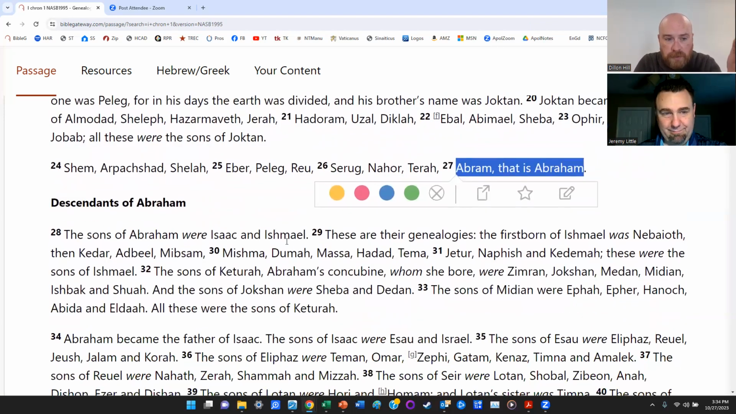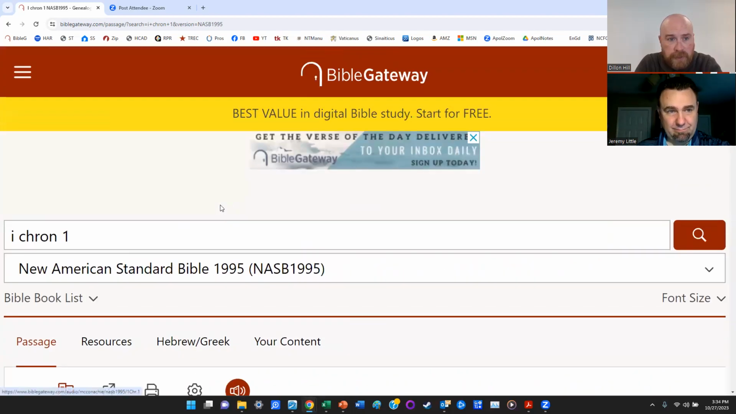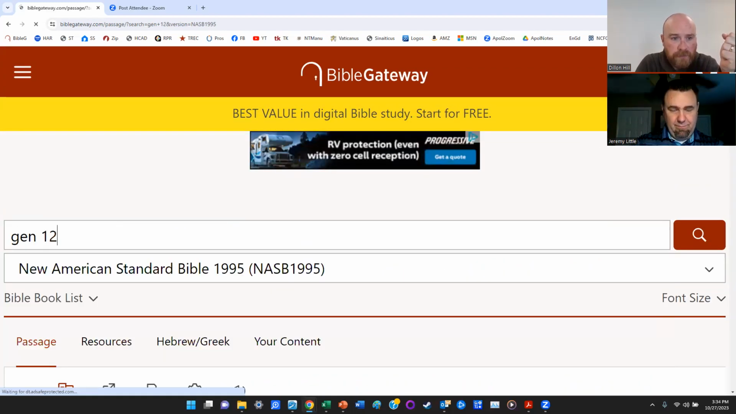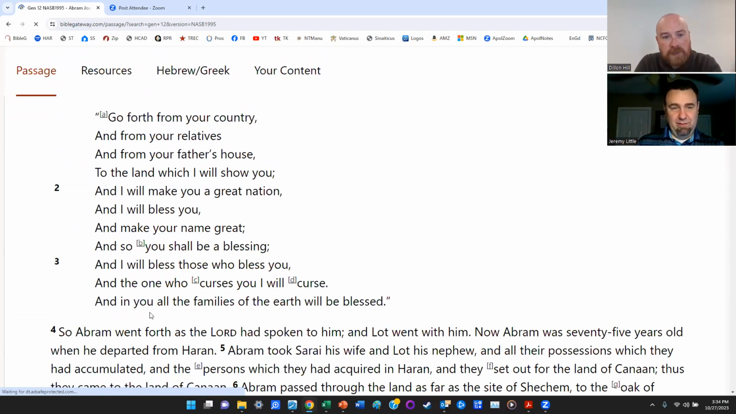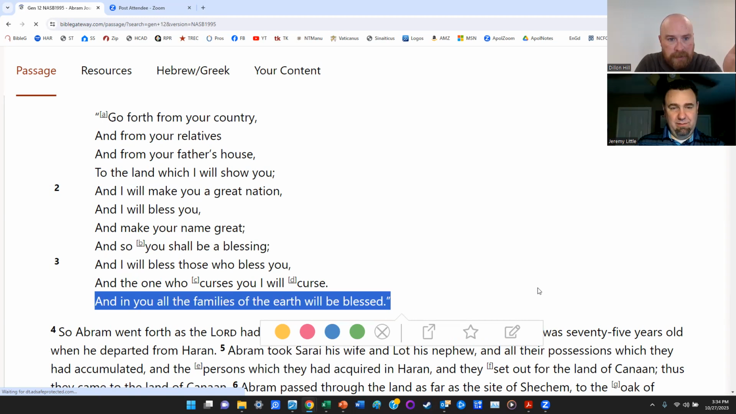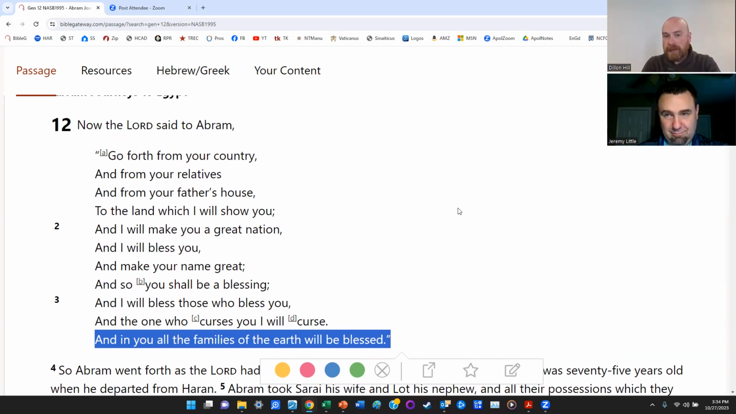In fact, when we get into chapter 12, one of the first things he says, Genesis 12:1-3, he says specifically in verse 3, "And in you all the families of the earth will be blessed." And you see Paul pull this theme out later on in his letters. It's fascinating to me that you're coming right off of chapter 10 and chapter 11, and then within 3 verses, you get this comment: all these families that we just talked about are the families of the peoples that will be blessed.